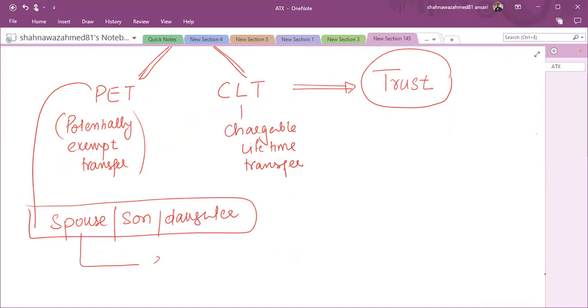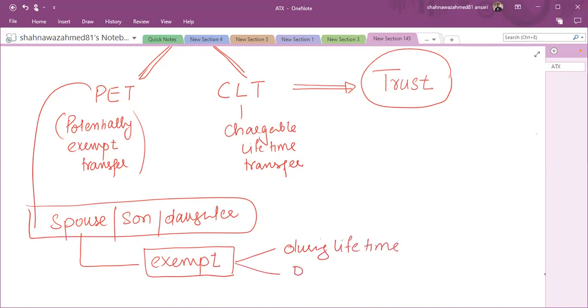A spouse gift is an exempt one. Any gift to a spouse or civil partner is exempt, whether it is given during lifetime or from the death estate. This is a benefit. If the husband is transferring a gift to his wife, or a civil partner is transferring to another civil partner, there will be no IHT consequences, completely exempt. But others might be classified as a potentially exempt transfer or a chargeable lifetime transfer.